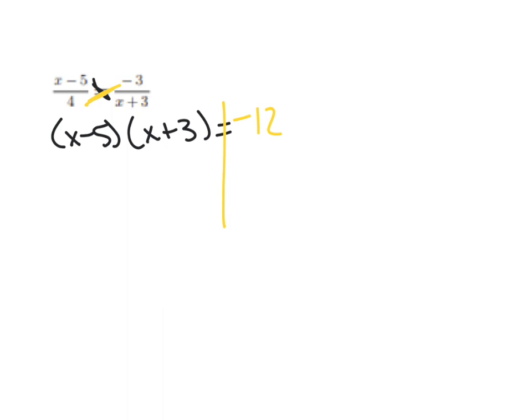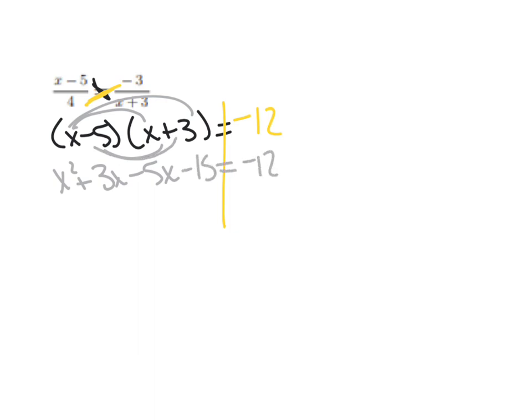Now on the left-hand side, we're going to have to distribute. We're going to have to multiply. So we're going to distribute the x first. X times x is x squared. X times 3 is 3x. Negative 5 times x is negative 5x. Negative 5 times 3 is negative 15. Bring down that equals negative 12.